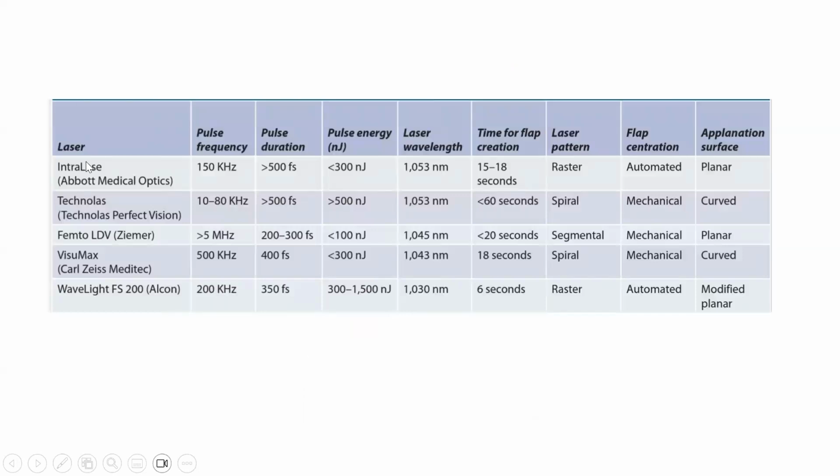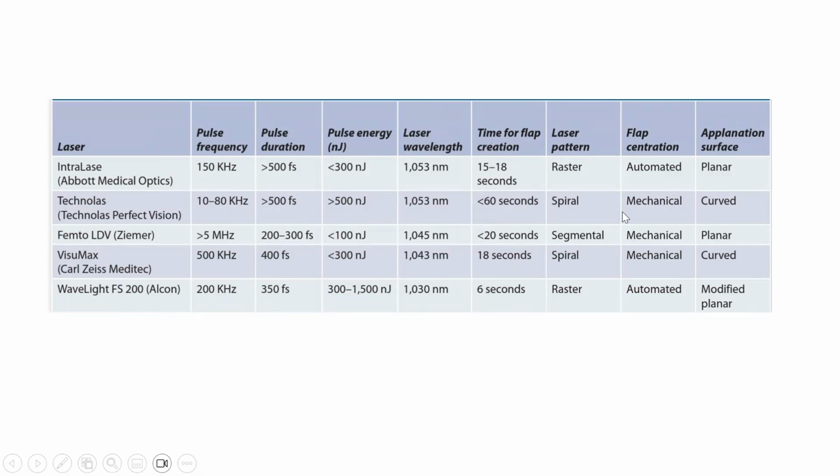So these are the femtosecond laser machines available. Intralaser by Abbott, Technolas by Technolas Perfect Vision, Femto LDV by Zemer, Visumax by Carl Zeiss, and Wavelight FS200 by Alcon. As you can see, the frequencies are very high, but Femto LDV Zemer has a very high frequency. The pulse duration is also low. The energy used is low, but it is even lower in the Femto LDV because the frequency is higher. Time for flap creation is somewhere around 15 to 18 seconds.